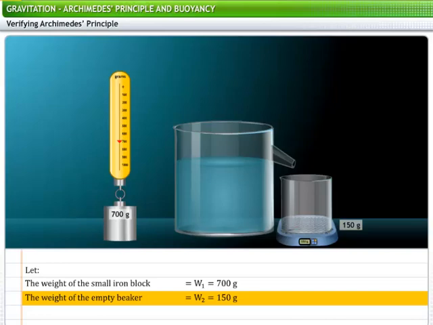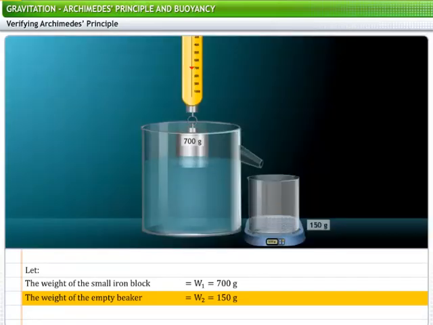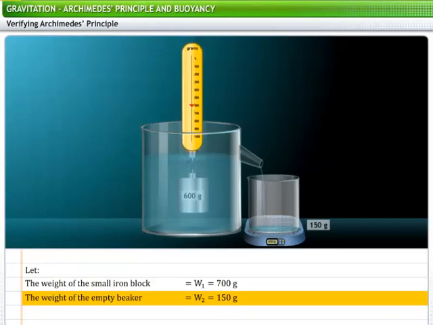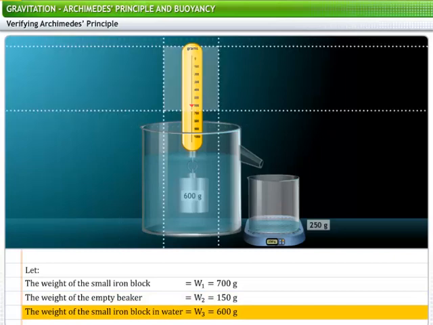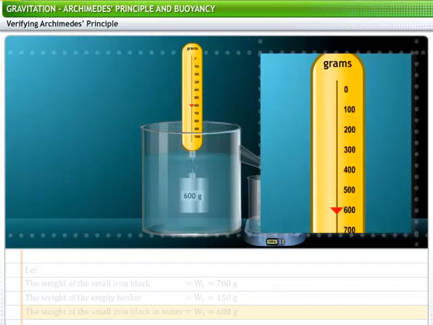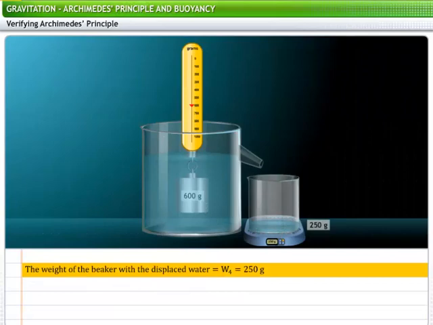Gently lower the iron block suspended from the spring balance into the overflow jar till the block is completely immersed in water. The water overflows into the empty beaker placed under the spout of the overflow jar. Now, note the weight of the iron block in water as well as the beaker with the displaced water. The weight of the iron block in water, say W3, is 600 grams. The weight of the beaker, say W4, is 250 grams.